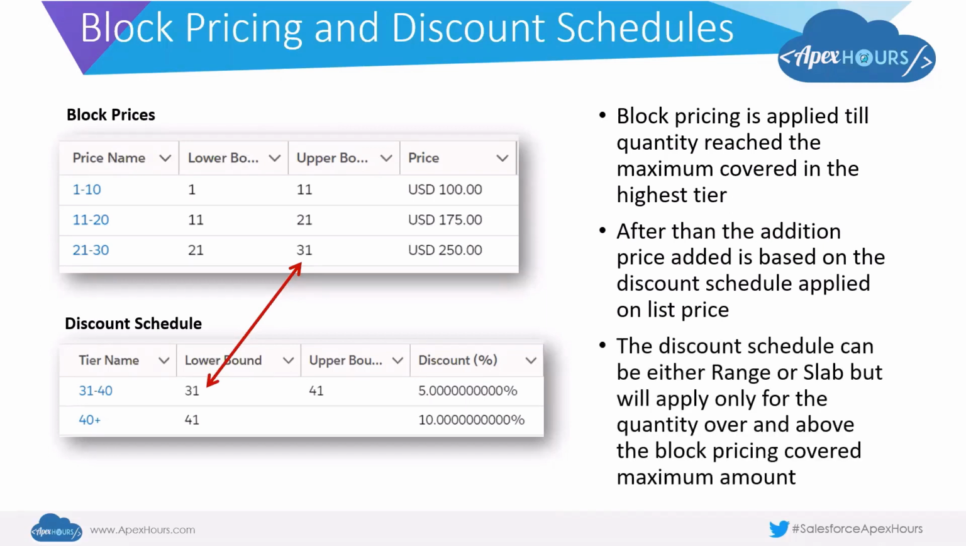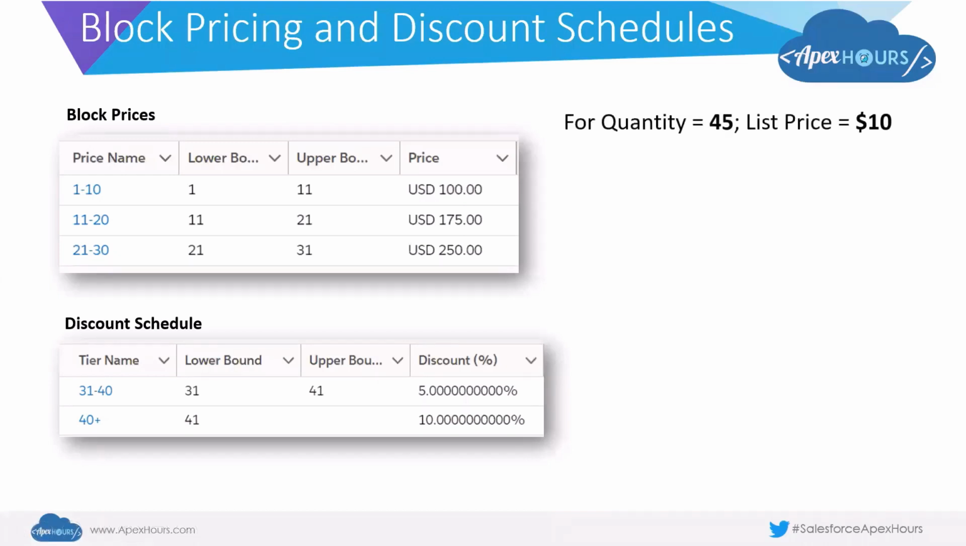Again, similar to the options we have for any discount schedule, this can either be a range or a slab. But again, remember, this will only apply for the units which exceed the highest tier of the block price. So from the 31st unit onwards, we will have a discount schedule which can be set either as a range or as a slab. Now let us look at this calculation with a very specific example.